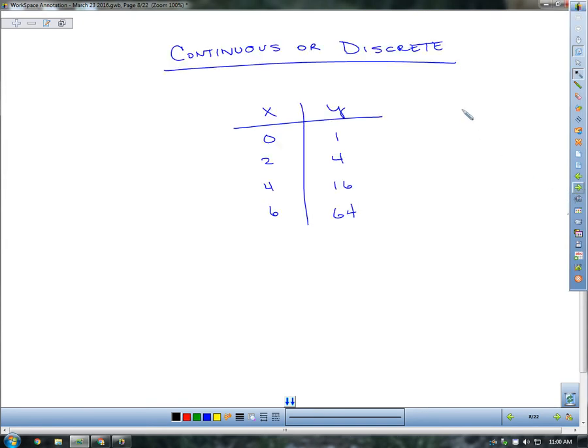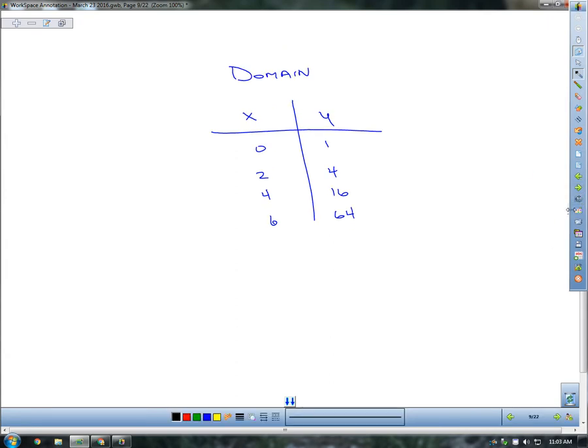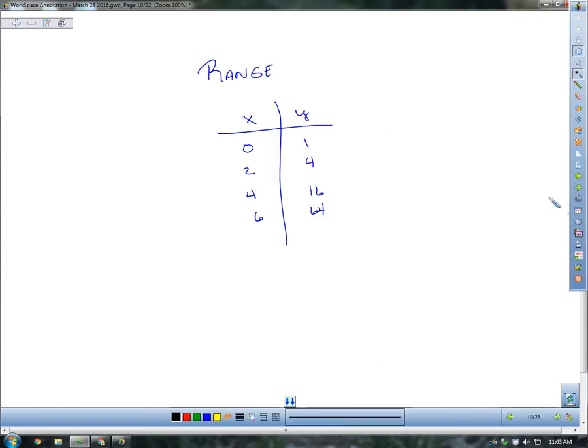Continuous or discrete? Okay, so I told you anytime I give you individual points or a table, it has to be discrete. Okay? What is the domain of this? So all I have to do is list my x-coordinates. Easy one, right? There it is. That's my domain. What is the range of this function? All I have to do is list the y-coordinates because it's discrete data. There it is.